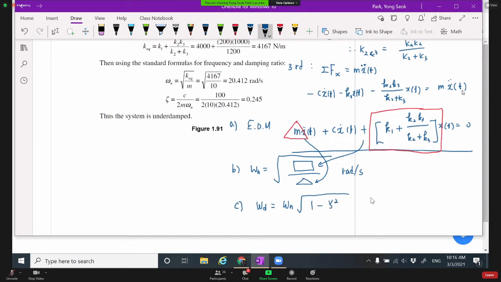But do we know the zeta or not? Not yet. So what is zeta? What is the equation? C over 2 square root of K M. Oh, it's actually right there. Am I right? Okay. In this, what is K? This red box. The K is all the red box. This is all K. The M is all M. Can you understand or not?